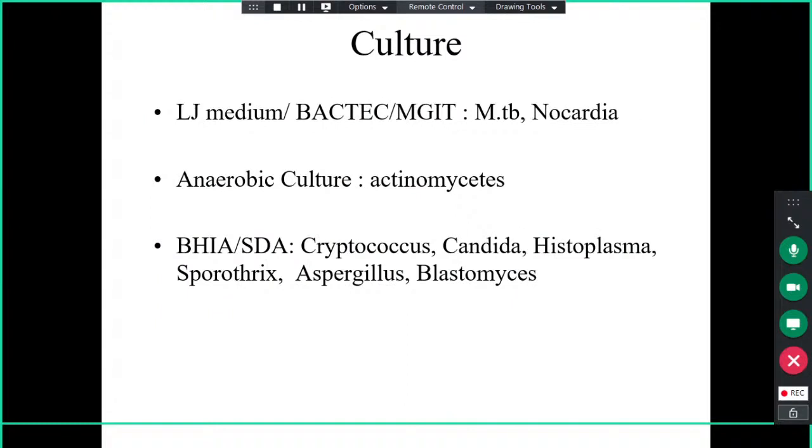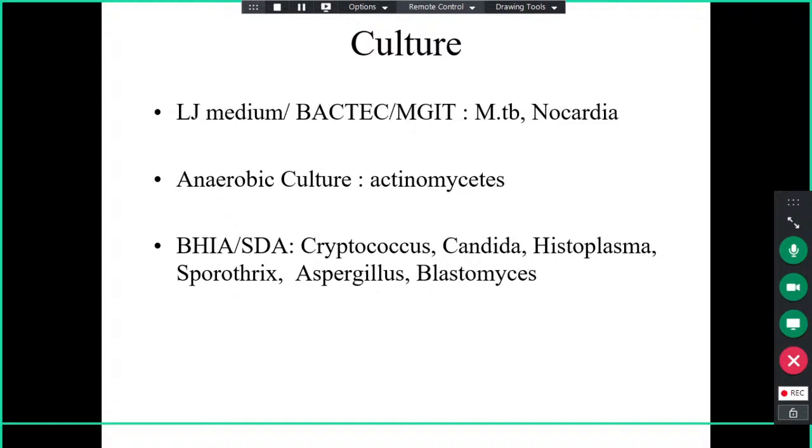So for culture, LJ medium, Bactec, Mijit, we can use for Mycobacterium tuberculosis, because as you know, with LJ medium the sensitivity is very less. So Bactec, nowadays they use Mijit. Mijit is a liquid culture, so it has got better sensitivity.